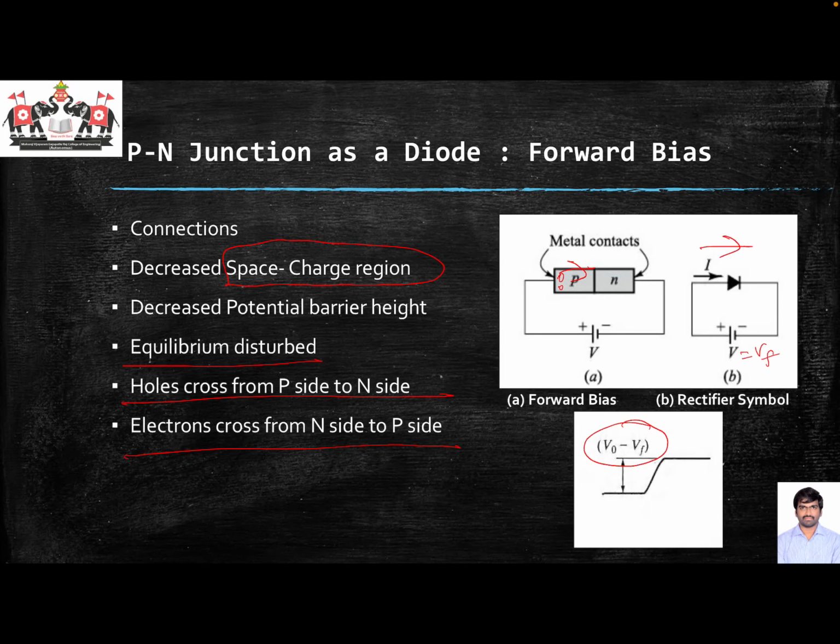Okay, with this we are ending this topic. Further details like energy band diagrams, the VI characteristics of the PN junction diode, and other current components will be discussed in later classes.